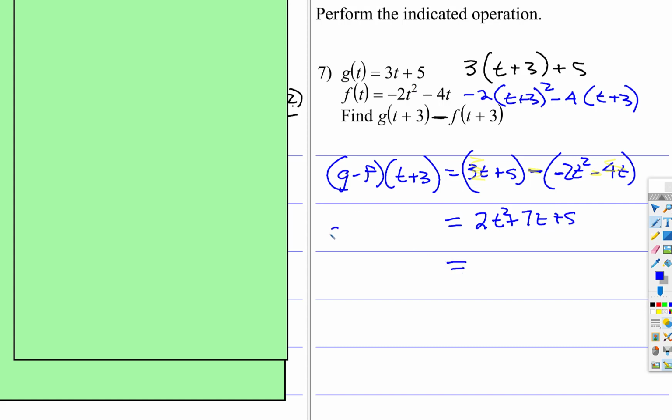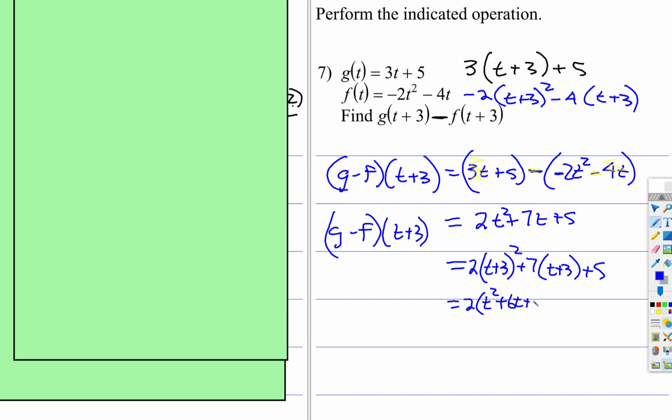And then remember, that's g subtract f. But instead of t, it's the expression t plus 3. So now you're going to put 2 times t plus 3 squared plus 7 times t plus 3 plus 5. When you square this, remember it's this squared, 2 times this, and then 3 squared. So 2 times t squared plus 6t plus 9 plus, do the distributive, 7t plus 21 plus 5.